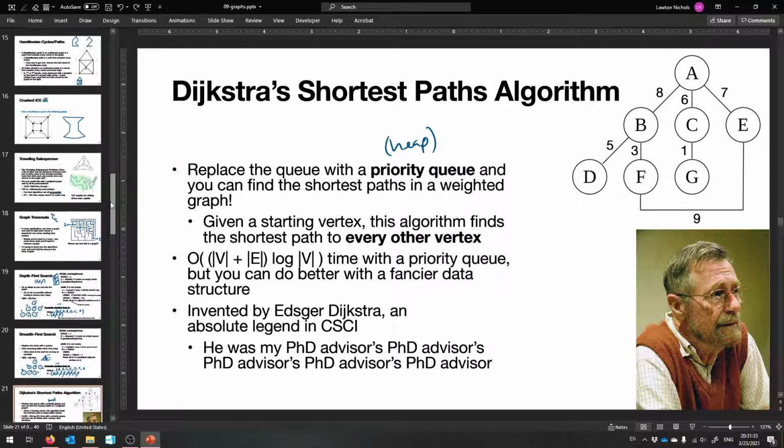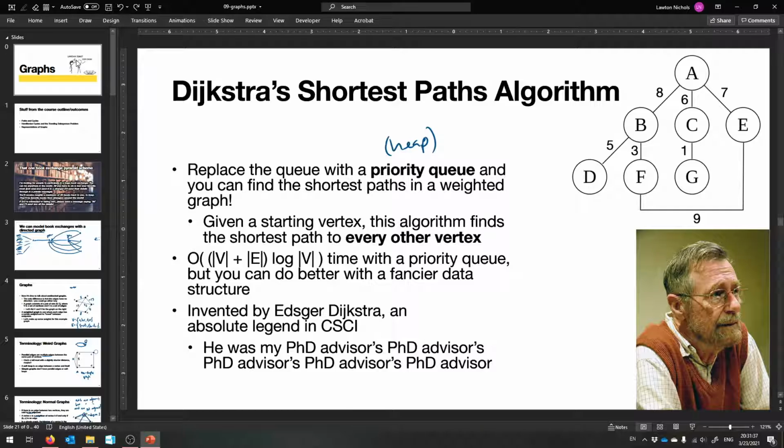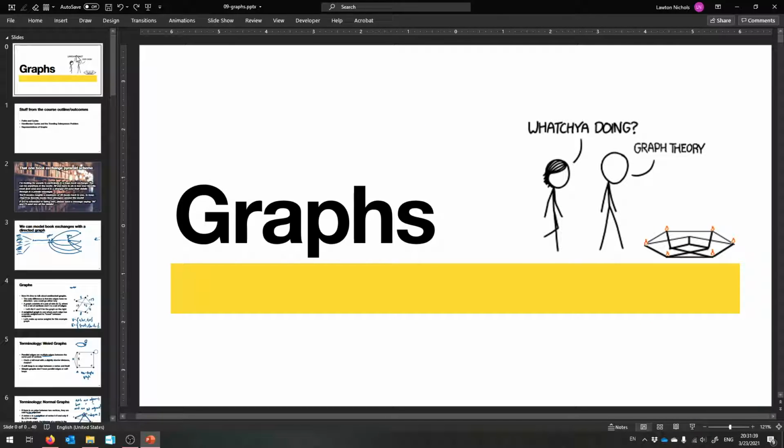So that is all I have to say to you about graphs for now. We'll study them a little bit more in the trees chapter, but I think that's plenty for a start. So thank you for getting through the graphs with me, and I will see you later.